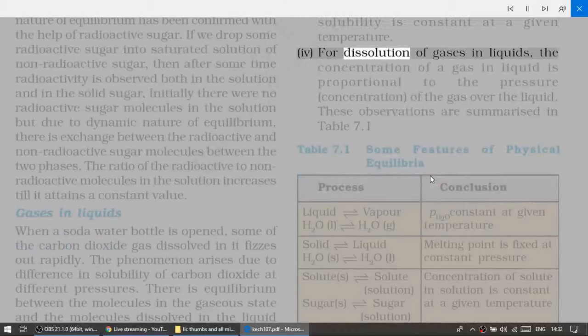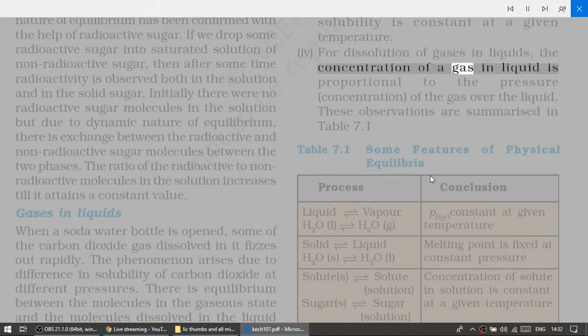4. For dissolution of gases in liquids, the concentration of a gas in liquid is proportional to the pressure (concentration) of the gas over the liquid. These observations are summarized in Table 7.1.